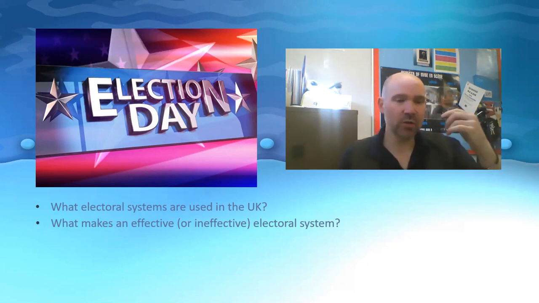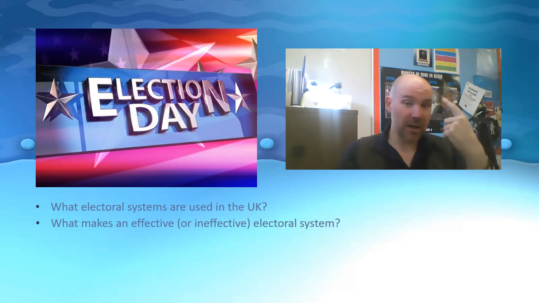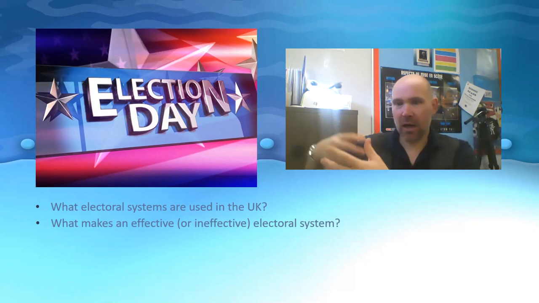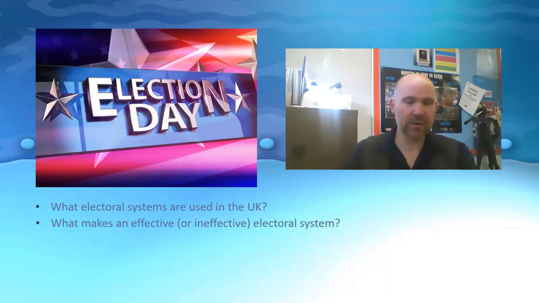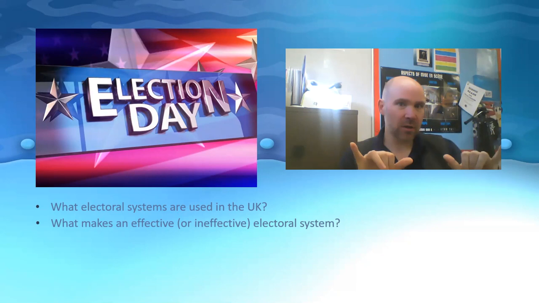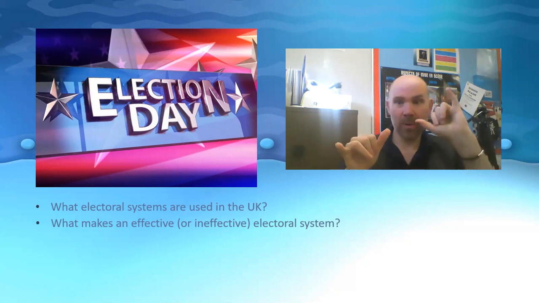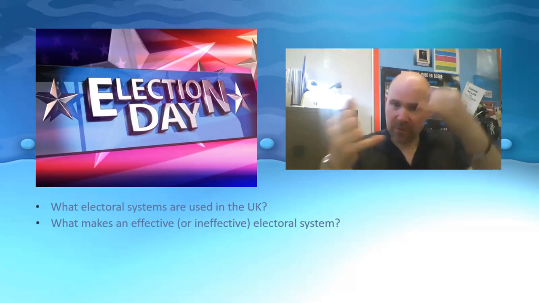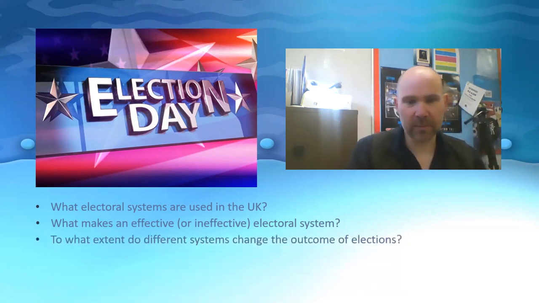For example, imagine you're electing a president. Let's think of the American system. If you're electing a president, you're electing one person. Whereas if you're electing a legislature, you've got 100 seats or 650 seats, whatever it might be. So maybe sometimes a different system might be more effective in one type of election than another. And that's one of the other concepts that you're going to be learning about.